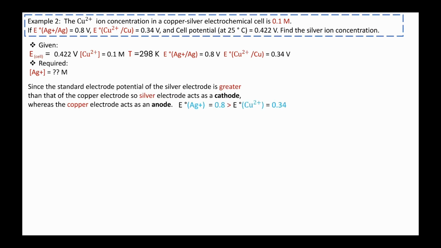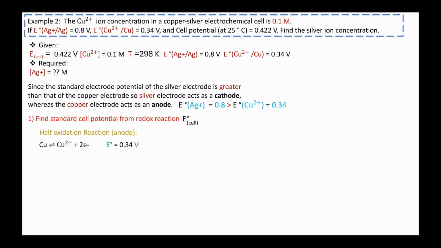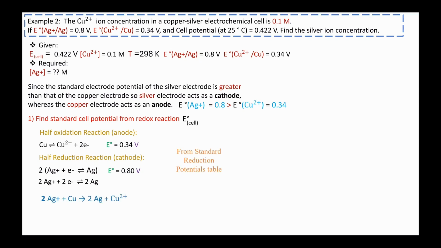Since the E naught, or standard cell potential, for silver is greater than the standard cell potential for copper, silver will act as the cathode and copper will act as the anode. So now we can write the half oxidation reaction and half reduction reaction for copper and for silver. For silver here we need to multiply by 2 to balance the number of electrons. So now we can find the balanced redox reaction by canceling the 2 electrons from the oxidation and reduction reactions.